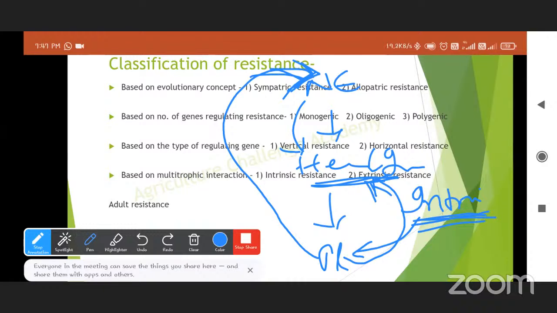Okay, then it is extrinsic resistance. It means the control factor is coming from outside of the environment. What is the control factor? Natural enemy. The plant is only providing the conducive environment for the extrinsic factor. Okay, it is bringing another factor in between. Okay, and that is indirectly controlling the pest. That's why it is known as extrinsic resistance.